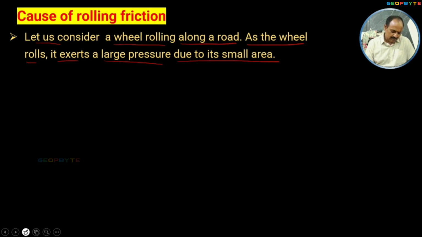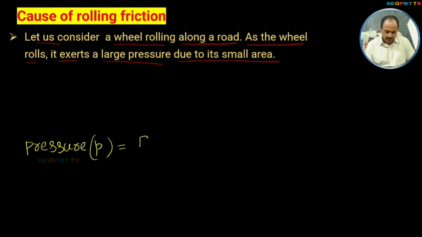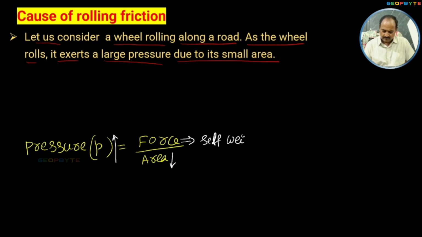It is like this. As you know, the pressure P developed equals force per unit area. Because of the small contact surface, the contact area is less, so the pressure developed is high. Here force is nothing but the self weight of the rolling member, or roller.